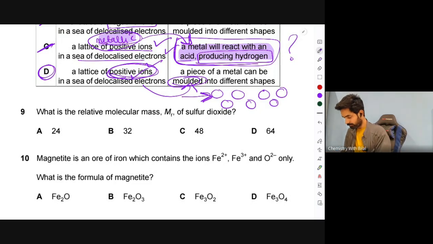Try number 9 and 10, everyone. Send me a message.